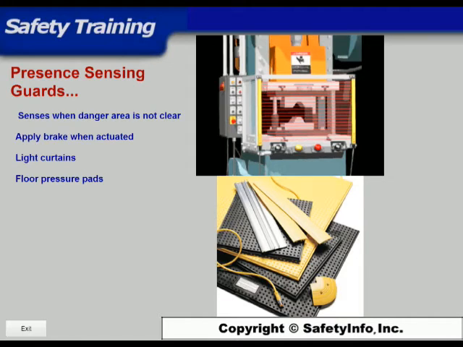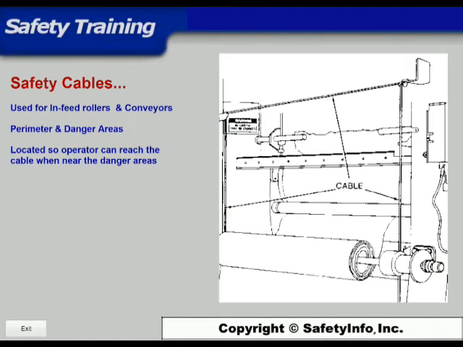Another type of presence sensing device is a floor pad similar to those that open automatic doors. They are placed in the floor in front of the machine and prevent machine operation or cycles if weight is detected on the pad. For additional safety around conveyors or in-feed rollers, a safety trip cable is located around the machine perimeter or near the danger area. The operator must be able to reach the cable with either hand to stop the machine.